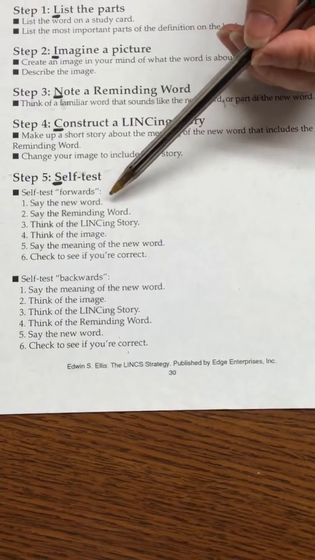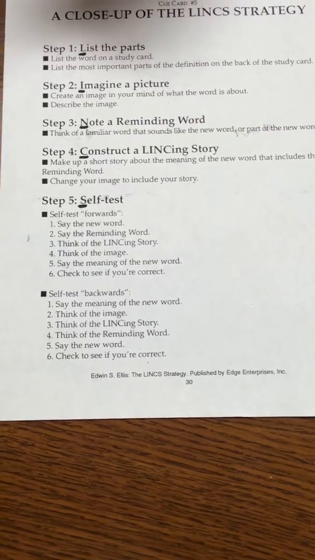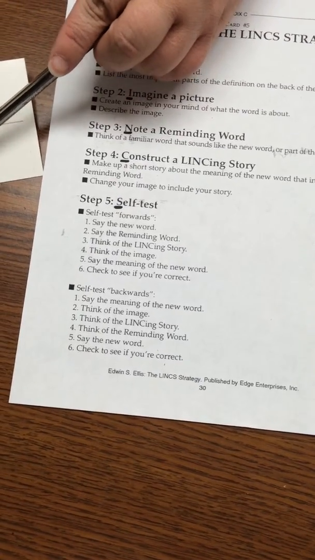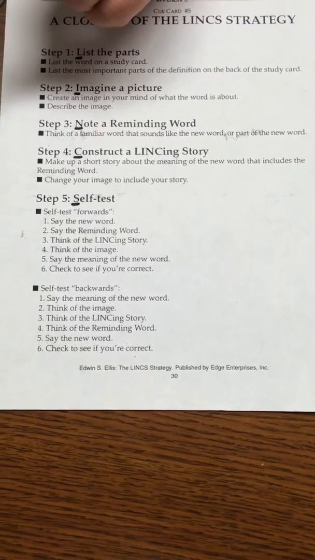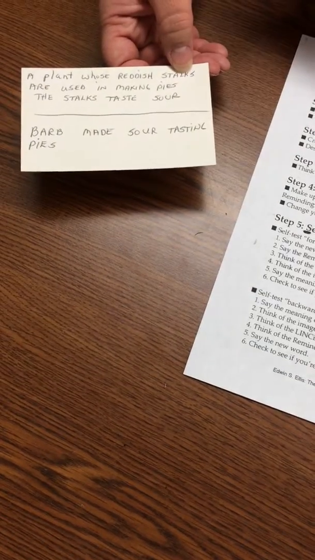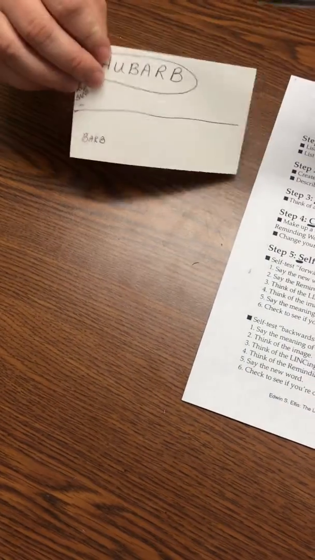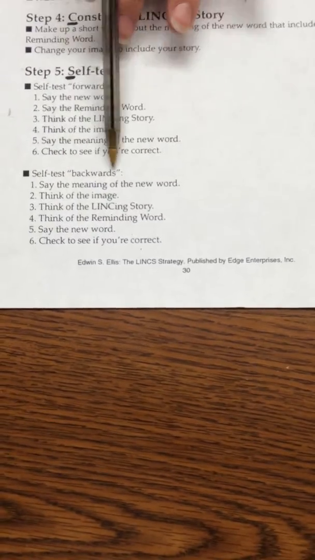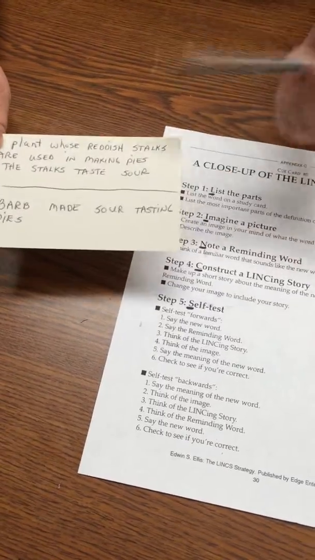This is where the students would review this word every day by saying the word to themselves, by saying the reminding word, by thinking about their story that they had created to help them remember what the definition is, and then flipping this over and checking to see if they had the definition correct. And if they didn't have it correct, they can put it back in their pile and self-check again, or self-check backwards by starting with the definition and seeing if they can remember what the vocab word was.